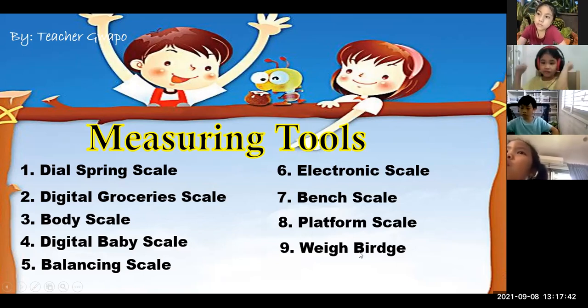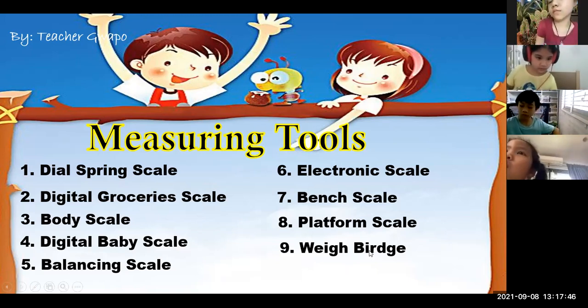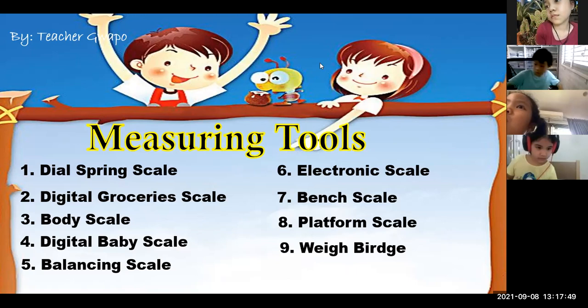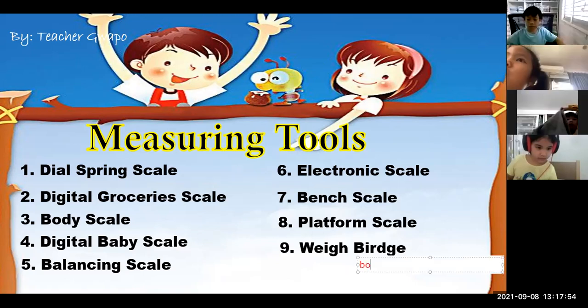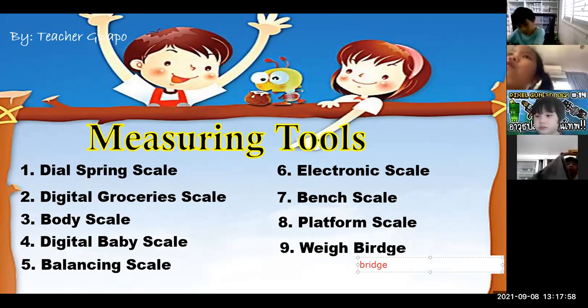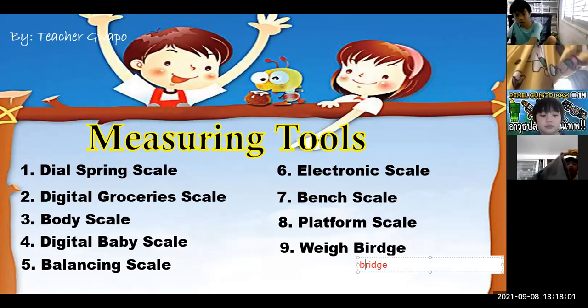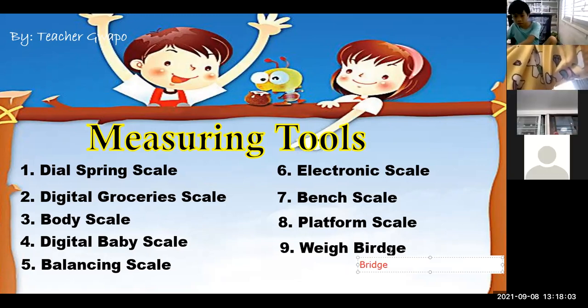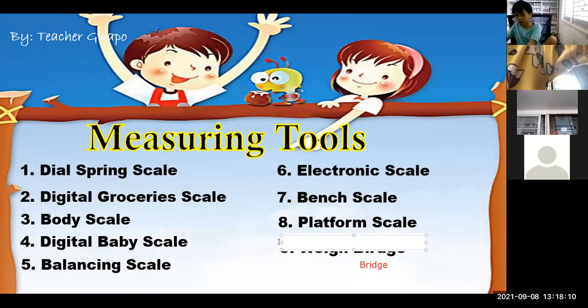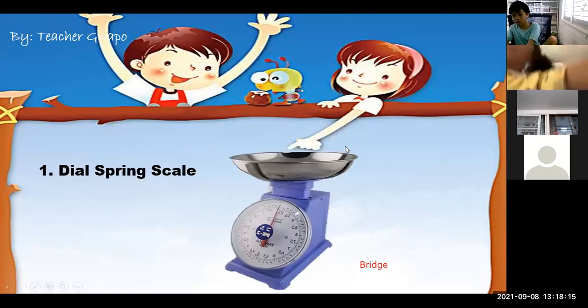Now, oh, sorry, this one is BRI. This is not BIR. No, BRI. The spelling here is wrong. It must be BRIDGE, bridge. Okay, this is weigh bridge. The spelling is wrong, so cross it out and then we will change this word. Now let us learn these different kinds of tools that we have here.